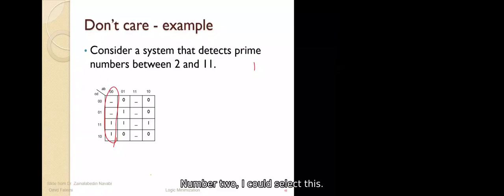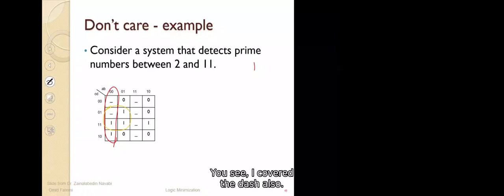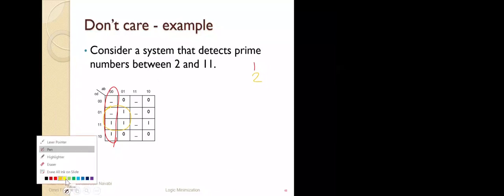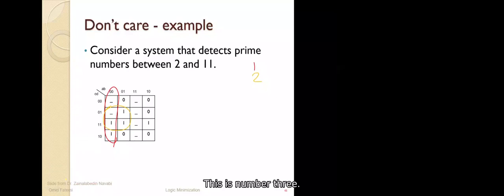Number 2, I could select this. You see, I covered the dash also. Number 2. Number 3, I could select this. This is number 3. Okay, number 4. I guess this would be number 4.